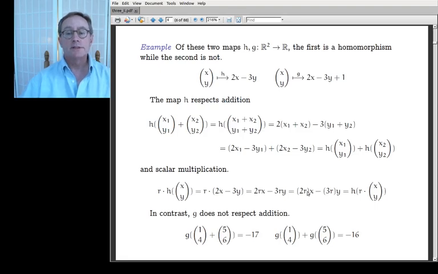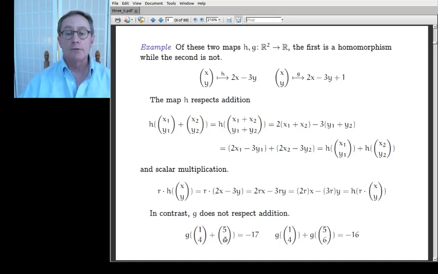The contrast is that G does not respect addition. In order to show that G does not respect addition, the most straightforward thing to do is to produce two vectors where G of V1 plus V2 is not the same as G of V1 plus G of V2. And to tell you the truth, any two vectors you write down, the first two vectors that come to mind, and that's what I did.